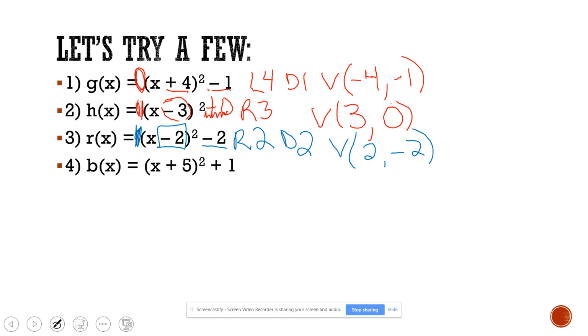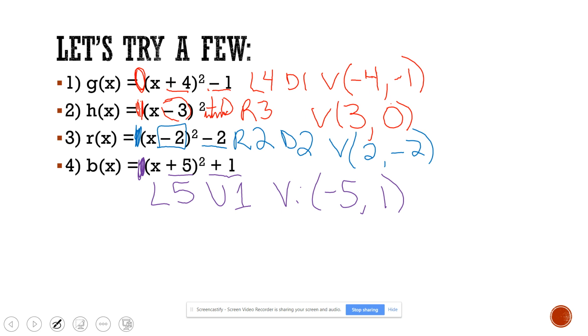Our last example, we again have nothing in between the equals and the front of the x squared. So we have no reflection, stretch, or shrink. The plus 5 means we went left 5, and the plus 1 is up 1. So our vertex for that is at negative 5, 1.